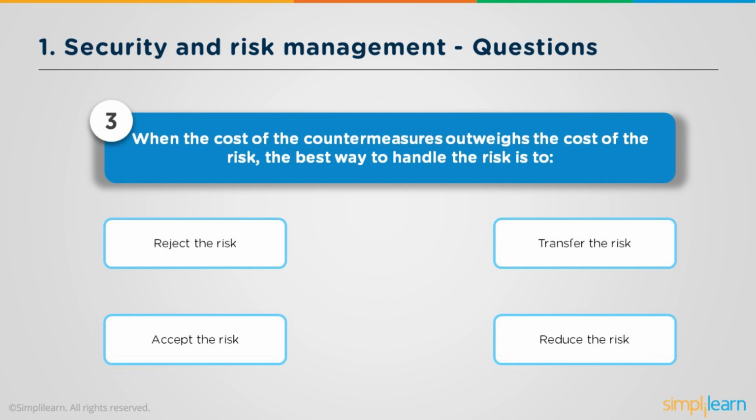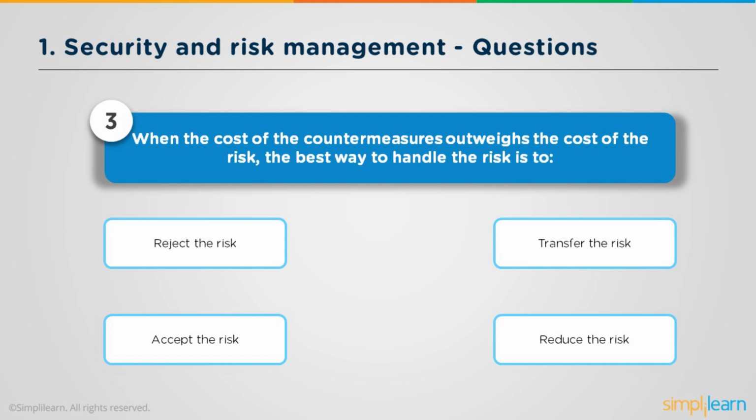So, in this scenario, which is the best way I would do it? Either reject the risk, which is never an option because you cannot reject the risk. Transfer the risk. What is transferring a risk? Transferring it to a third party by purchasing insurance, example, right? So if I purchase insurance saying if this gets compromised, it's the insurance company who's going to make the payments. I'm safeguarded. Or accept the risk or reduce the risk.